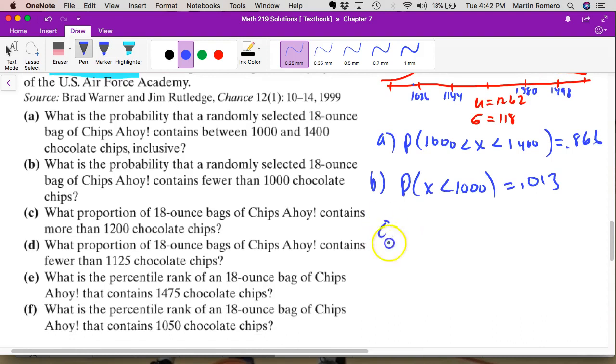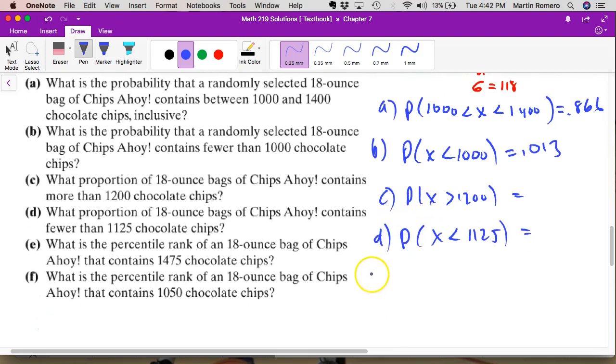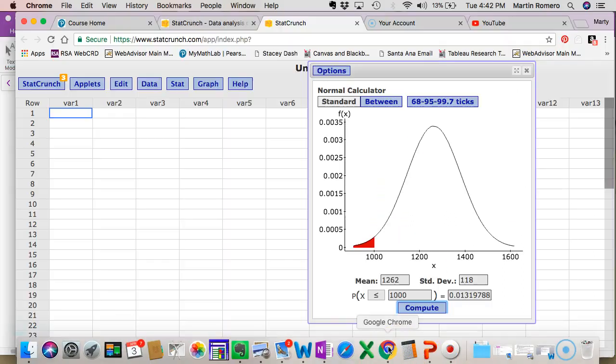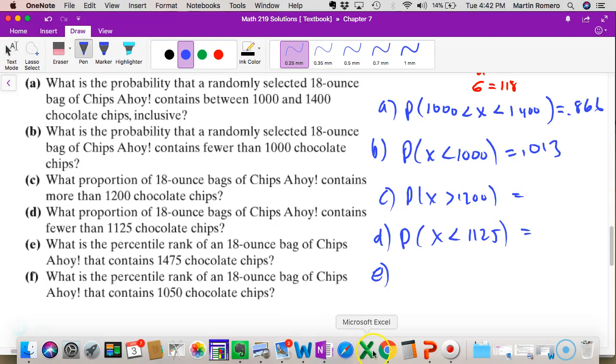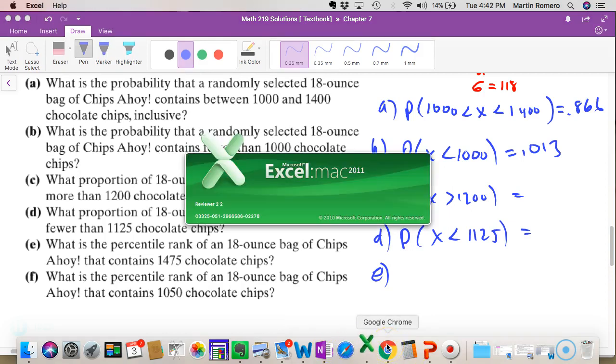Part C, what proportion contain more than 1,200? So again, kind of repetitious, greater than 1,200. So we would answer that one. Part D, what proportion contains fewer than 1125? So we would have that. Continuing on, E, what is the percentile? So that's a tougher problem. So let's do 1,200 and 1125 real quick. We want greater than 1,200.